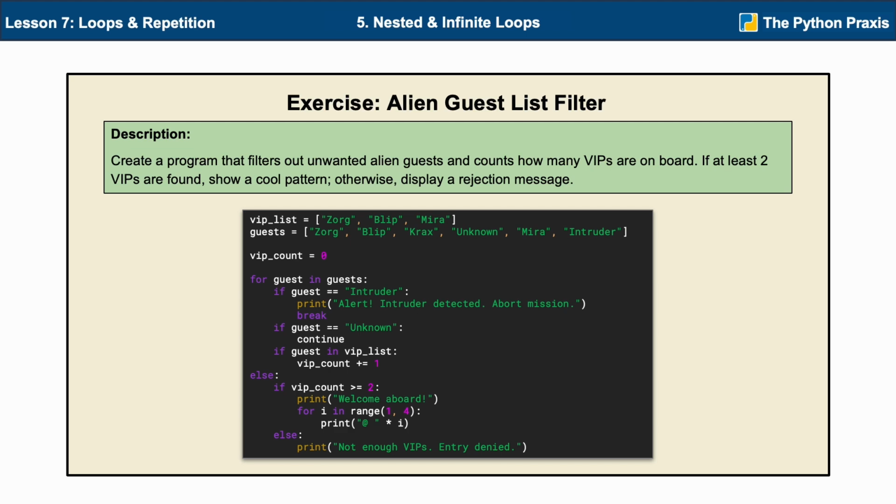After the welcome message, we have another for loop. We add a little visual flair here. This loop prints a growing pattern of symbols, almost like a celebration banner.